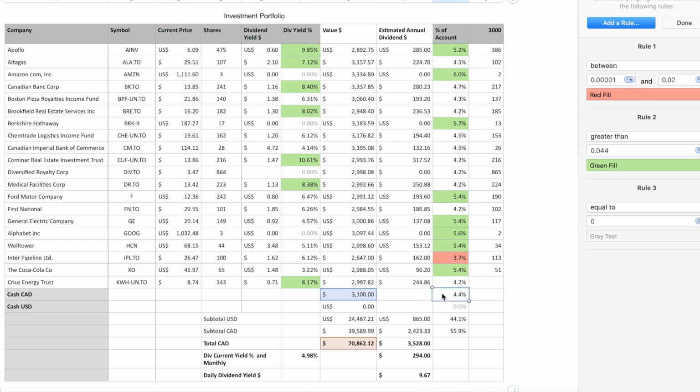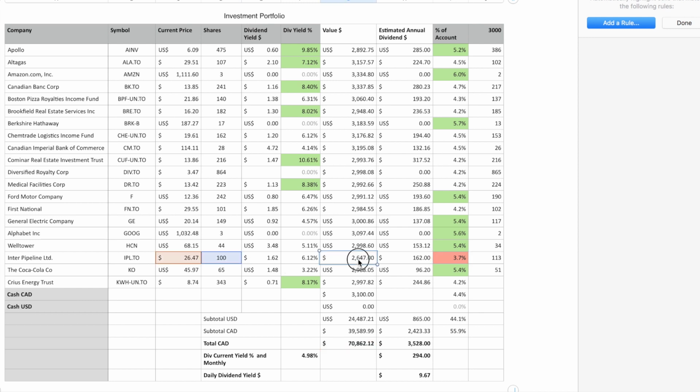This chart just literally tells me, Interpipeline, I only have 100 shares of it, its total value is $2,600, and it's only worth 3.7% of my account. The cash that I have in here in Canadian dollars is $3,100, and because I would use this account through a brokerage, I would want to be buying at least $3,000 worth of stock at any given time.